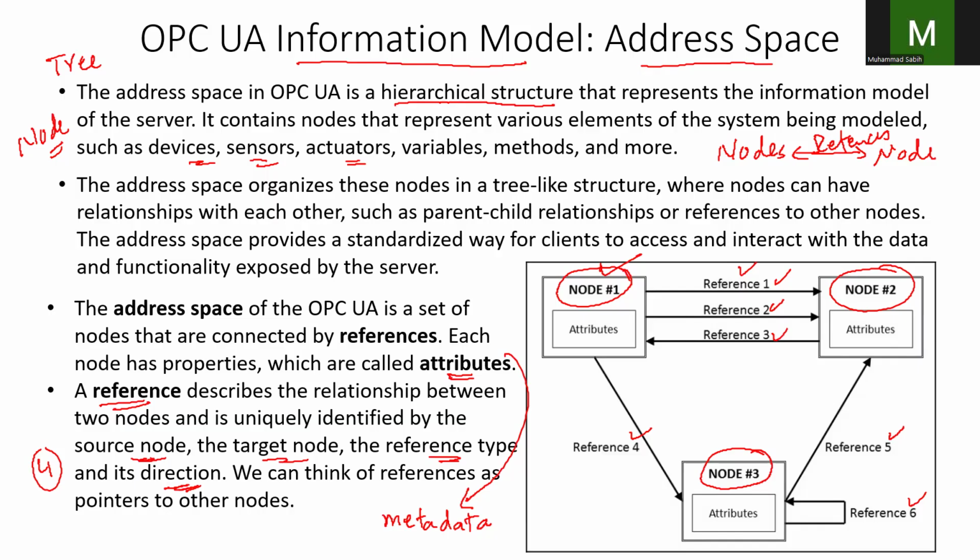So this structure gives us a standardized, machine readable format for the clients to explore the server's data model. So in short, the address space is what allows OPC UA to be not just a communication protocol, but it provides us a semantic sort of model that helps enable better data interoperability and browsing through the automation.